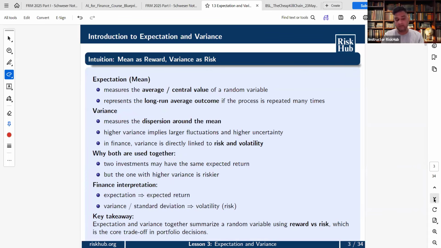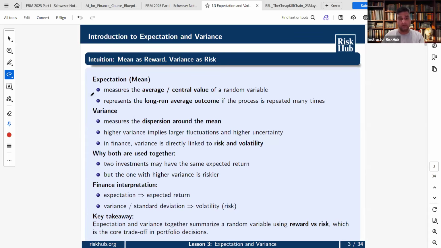Example: investment A returns 9, 10, 11%, average 10, very stable. Investment B returns are -30, 10, and 50, average 10, same expectation but huge variability. The portfolio management insight here is that this leads directly to the reward-to-risk trade-off, which later becomes your Sharpe ratio: expected return minus risk-free rate, divided by sigma, one of the most important ratios in finance.